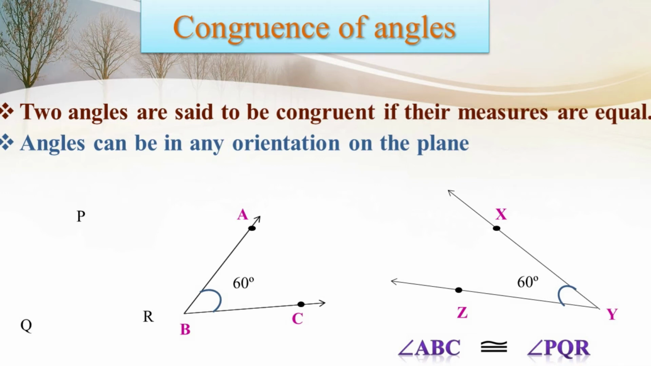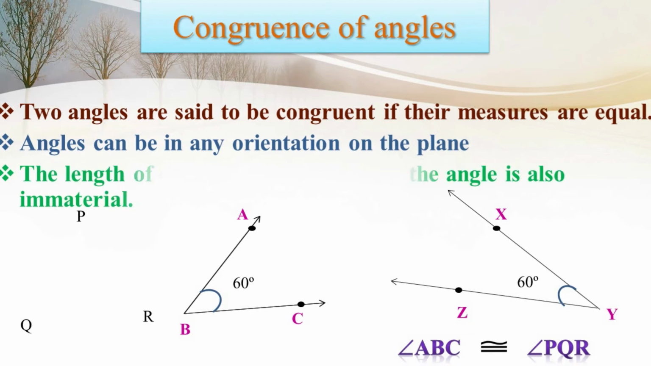This is not important. When we are comparing two angles, the measurement of angles must be equal. That is the important thing. If their arms are lengthier or shorter, that is not important. That is the third point. The length of the two arms making up the angle is also immaterial. Immaterial means not important. Their measures must be equal. That is the important thing. We have to keep it in mind.